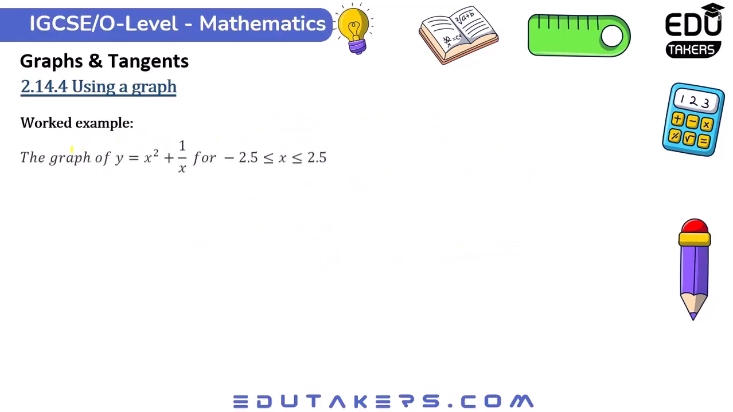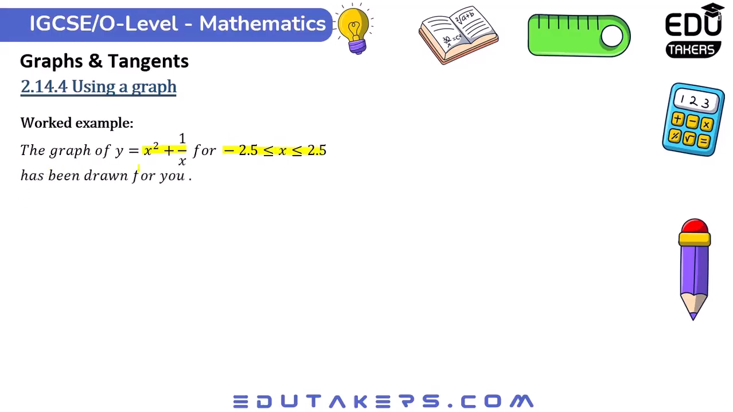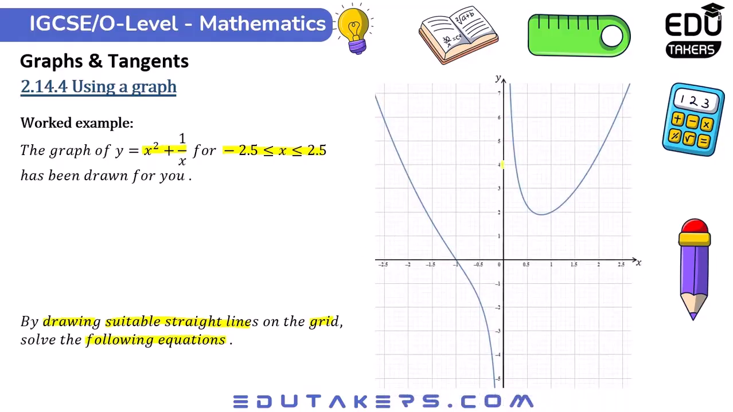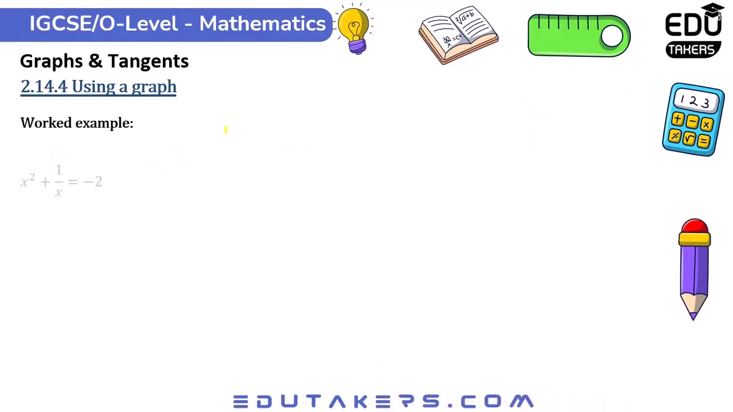Worked example. The graph of y equals x squared plus 1 over x for x from minus 2.5 to 2.5 has been drawn for you. By drawing suitable straight lines on the grid, solve the following equations. A: x squared plus 1 over x equals negative 2.